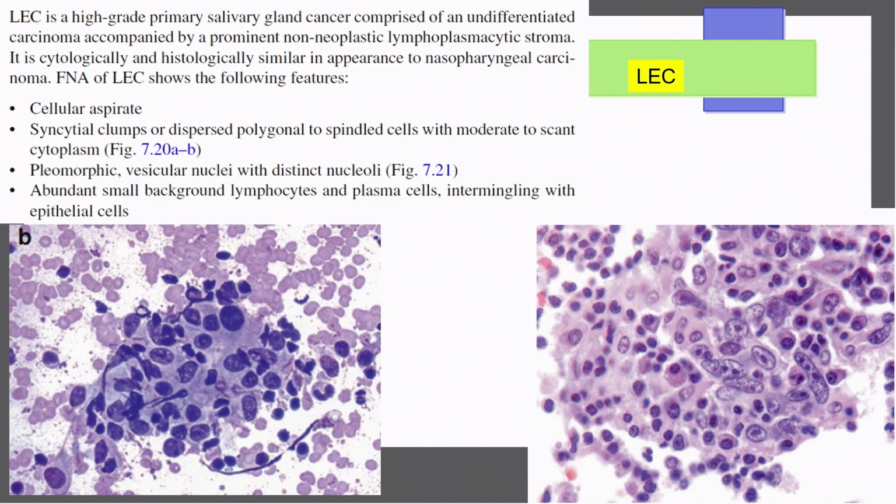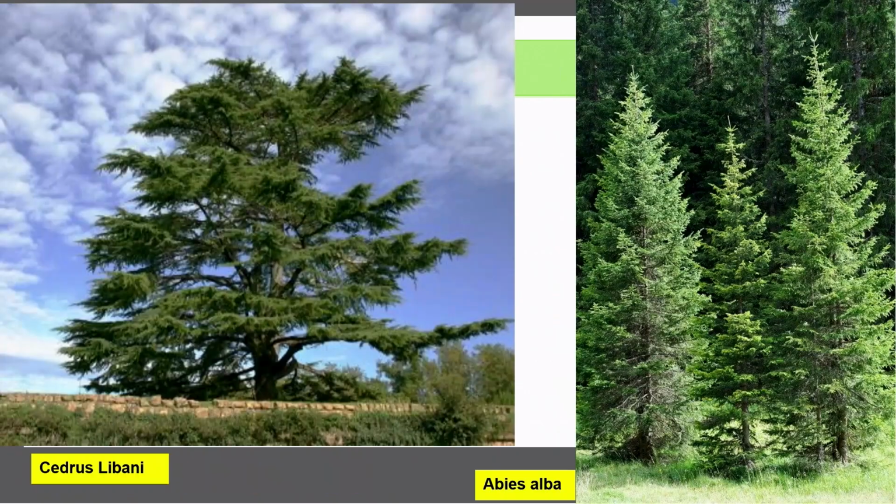As mentioned, the lymphoepithelial carcinoma is very tricky, although you can recognize it as a high-grade carcinoma. It might resemble a nasopharyngeal carcinoma too. You can see these very high-grade cells with poorly defined cellular borders percolated by small normal lymphocytes.